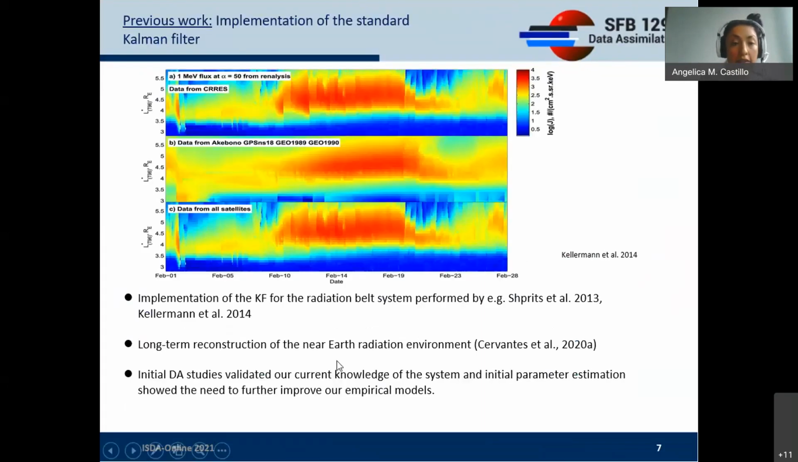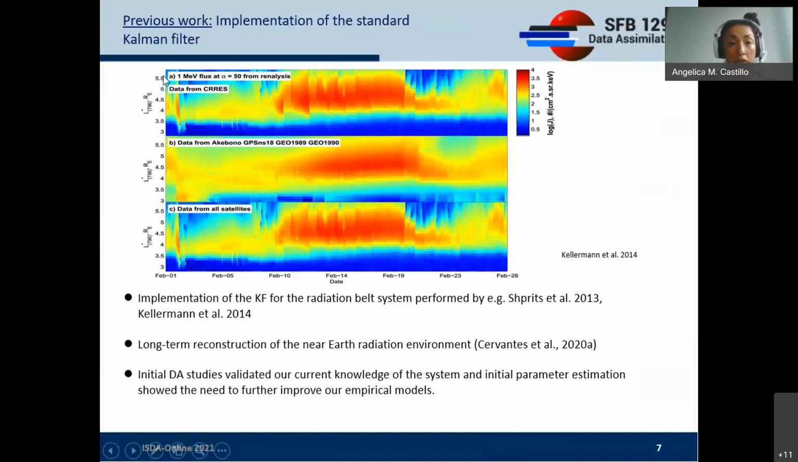In the past, the team around Professor Shprits here at GFZ implemented a standard Kalman filter, which was constructed by linearizing the Fokker-Planck equation I showed you before. They were able to provide initial long-term reconstructions of the system and initial studies that allowed us to validate some of the physics that we know, but also showed the need to improve our physics-based models.